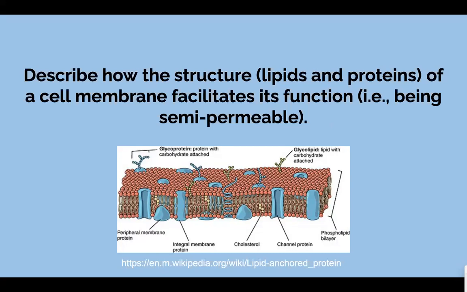Lipids are the primary component of the cell membrane and include phospholipids. Phospholipids have a hydrophilic head and a hydrophobic tail. These phospholipids arrange themselves in a bilayer with the hydrophilic heads facing outward towards the environment, while the hydrophobic tails face inward, shielding themselves from the water. This arrangement creates a selectively permeable barrier that controls the movement of substances across the membrane.